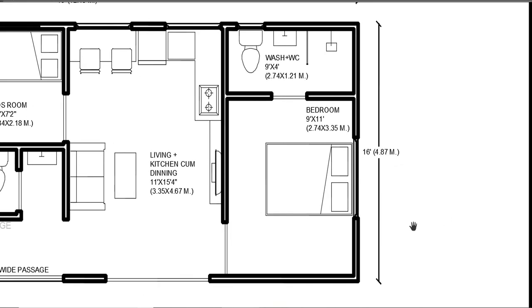So in the front we have a sliding door here. After that we will go inside. So we have a living plus kitchen cum dining area here. The size of this area is 11 feet into 15 feet 4 inches, in meters 3.35 into 4.67 meters.